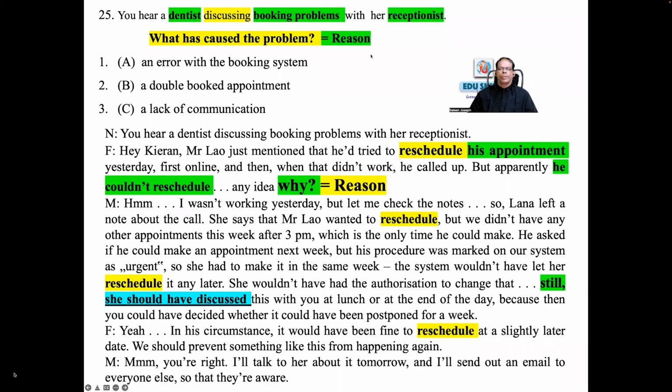Three things you have to notice immediately as you go through the question and the answer options in the 15 seconds. What has caused the problem? They are asking for a reason. There is a problem and three reasons explained, which is the one. So the topic is reschedule his appointment.